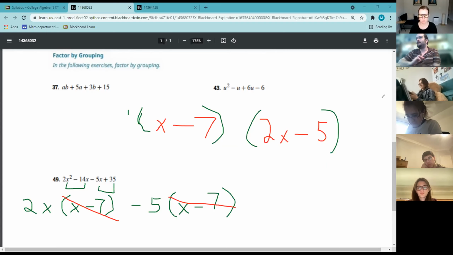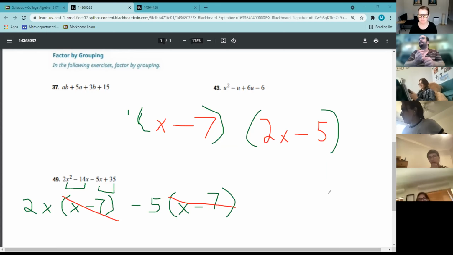Yes. That's it. That's how to do it with factor by grouping, with x minus 7, right? Yeah, there's an x minus 7 that we can take out of both of these things. And when we do that, we're left with just the 2x minus the 5. Yep.